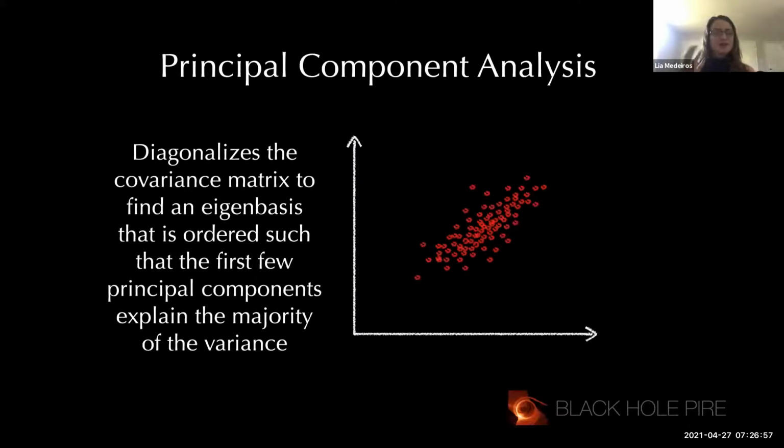I've been talking about PCA, or principal component analysis, a lot, but I haven't actually defined it for you yet. What PCA actually does is that it diagonalizes the covariance matrix to find an eigenbasis that is ordered such that the first few principal components explain the majority of the variance. Now, I know that's kind of a mouthful, so I wanted to also explain this using a simple, hopefully intuitive example.